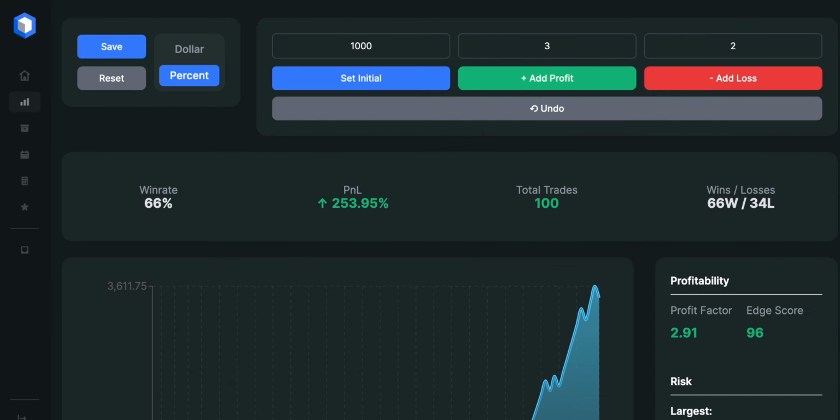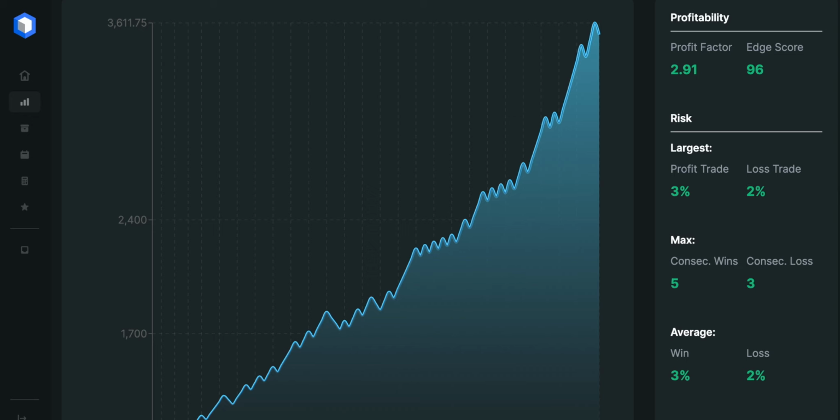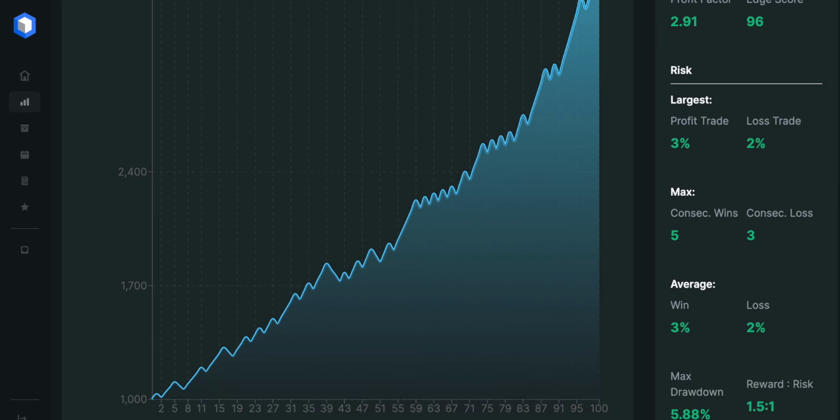So I just finished the backtesting, and as we can see, the results are quite good. The win rate for the strategy is 66%, and we gained over 250% profit on our account after 100 trades. By the way, I found those 100 setups within 4 months. The profit factor for the strategy is 2.91, and we had 5 consecutive wins against 3 consecutive losses. The maximum drawdown is also looking pretty good, it's only 5.88%. So overall we can see that the strategy is profitable, and we can definitely try it on different markets and different time frames as well.